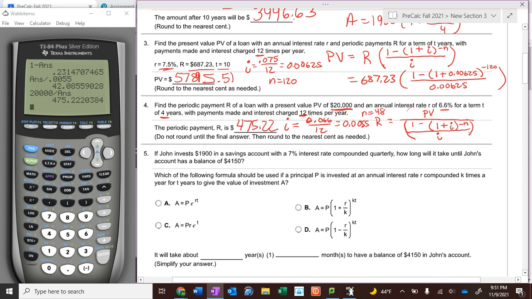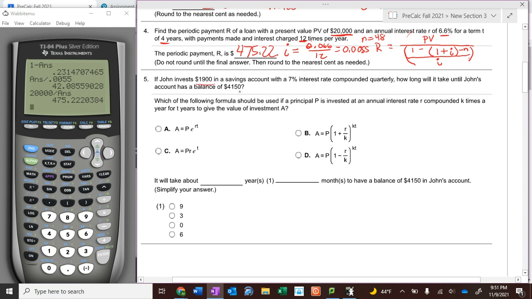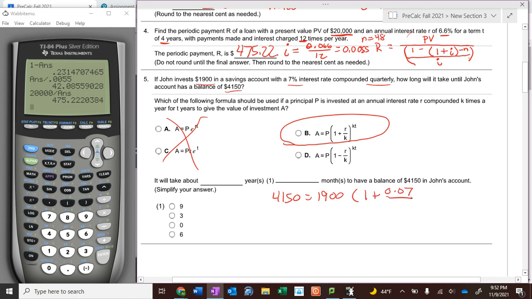All right. John invests $1,900 in a savings account, 7% compounded quarterly. How long will it take for John to get $4,150? Here's the correct formula for that because it's compounded quarterly. This is compounded continuously over here, so we don't use that. So we say, I want $4,150 equals $1,900 times 1 plus my rate of 0.07 divided by 4 times per year, raised to the 4 times my time.